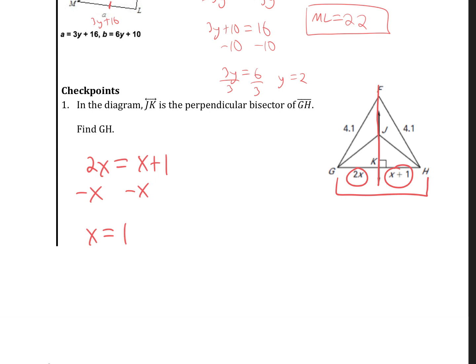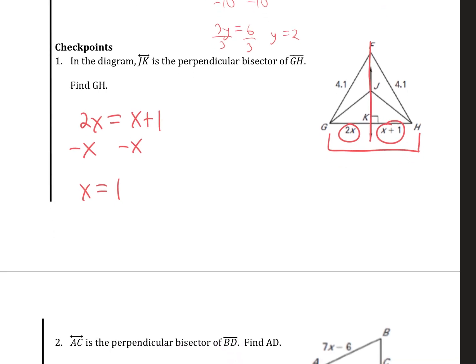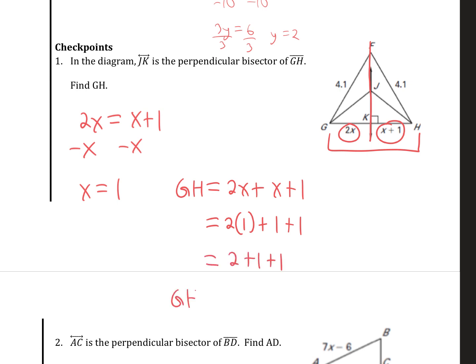Are we done? Nope. We got to find GH. And GH was 2x plus x plus 1. Is that the entire distance? We can plug in 1 here. So we got 2 times 1 plus 1 plus 1. So that's going to be 2 plus 1 plus 1. And GH is going to equal 4. And there's our answer.